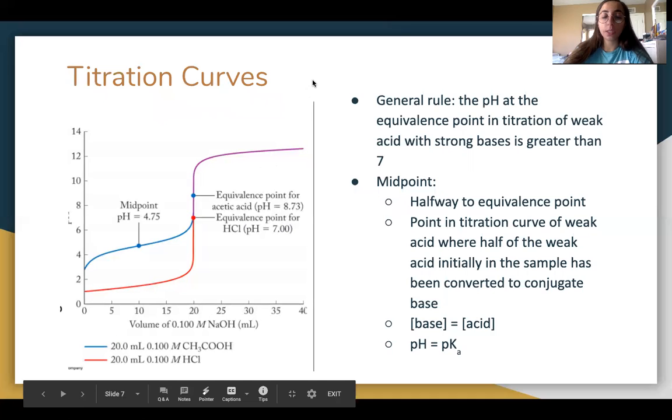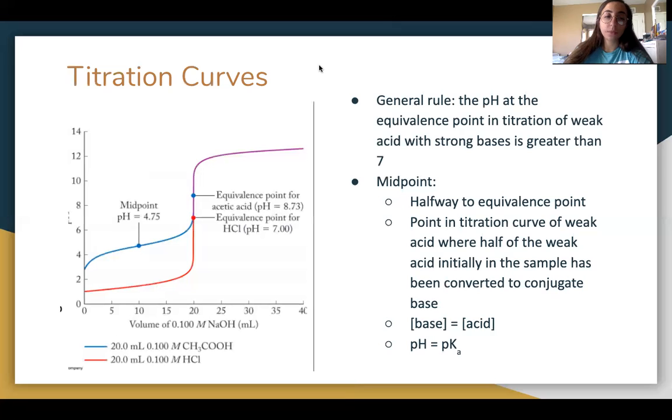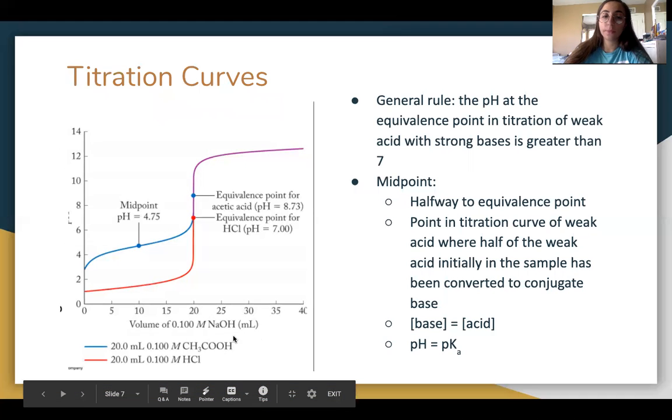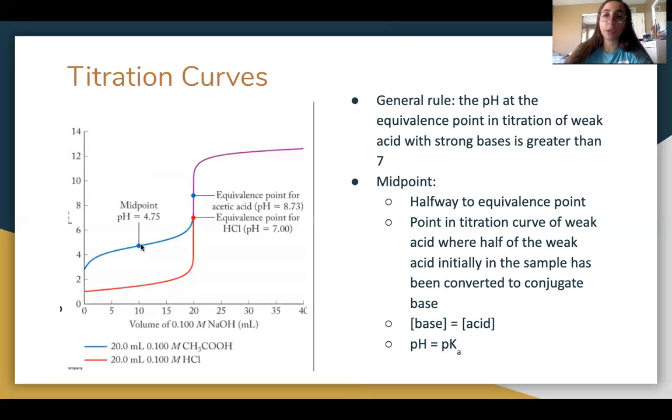So now let's talk about titration curves. As you see here, it starts from a pH of 2 and goes all the way up. This is the pH scale and this is the volume scale. You should know that this is called the midpoint. When it's almost flat and getting to the equivalence point, that is called the midpoint.